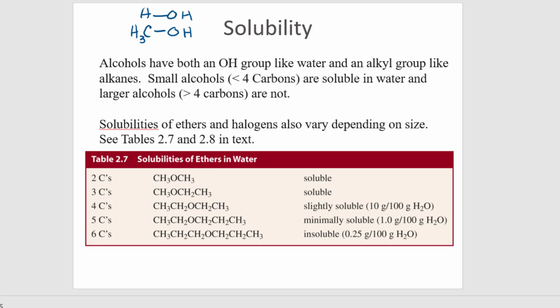As you increase the number of carbons off the OH, the less and less soluble in water it becomes. So small molecules can take advantage of that hydrogen bonding capability, but the longer the chain becomes, the harder it is to go into water.